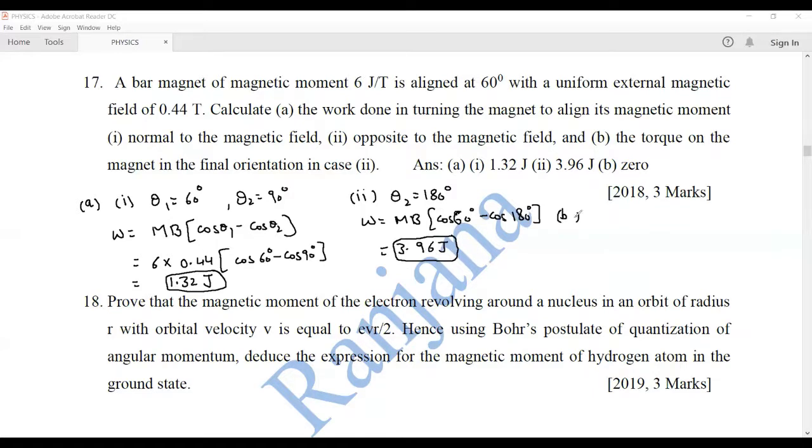The B part is, the torque on the magnet in the final orientation in case 2. Okay, the final orientation in case 2, that is theta is equal to 180 degree. And we know that a bar magnet, which is a magnetic dipole placed in a uniform magnetic field, experiences a torque tau which is given by mb sine theta. As theta is 180 degree and we know that sine 180 degree is equal to 0, so hence the torque experienced is also equal to 0.